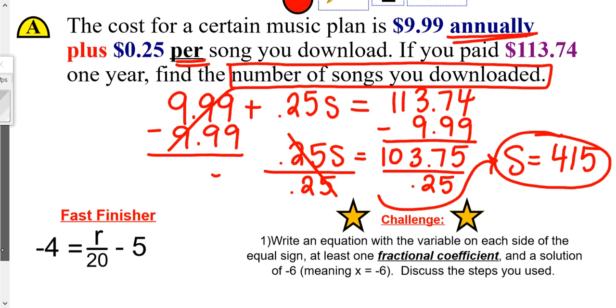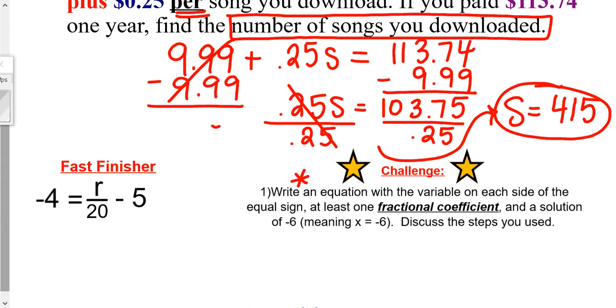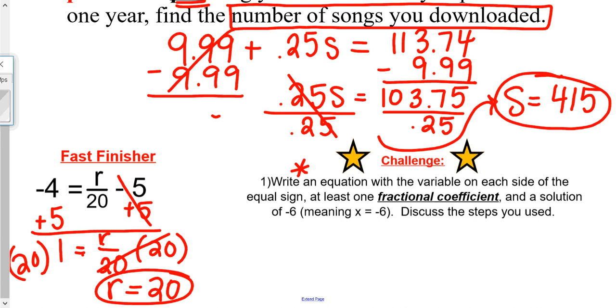You do have a fast finisher and a challenge question at the bottom. This challenge question does have various answers because you are coming up with an equation on your own. If there's one that you would like us to check, you can send it over and I can take a look at it individually. Otherwise, I'll give you the answer for the fast finisher. You can pause it for a second and make an attempt. Okay, for the fast finisher, I did put the work up in order for you to check your answer. And again, you can always plug that back into the equation to check your work.